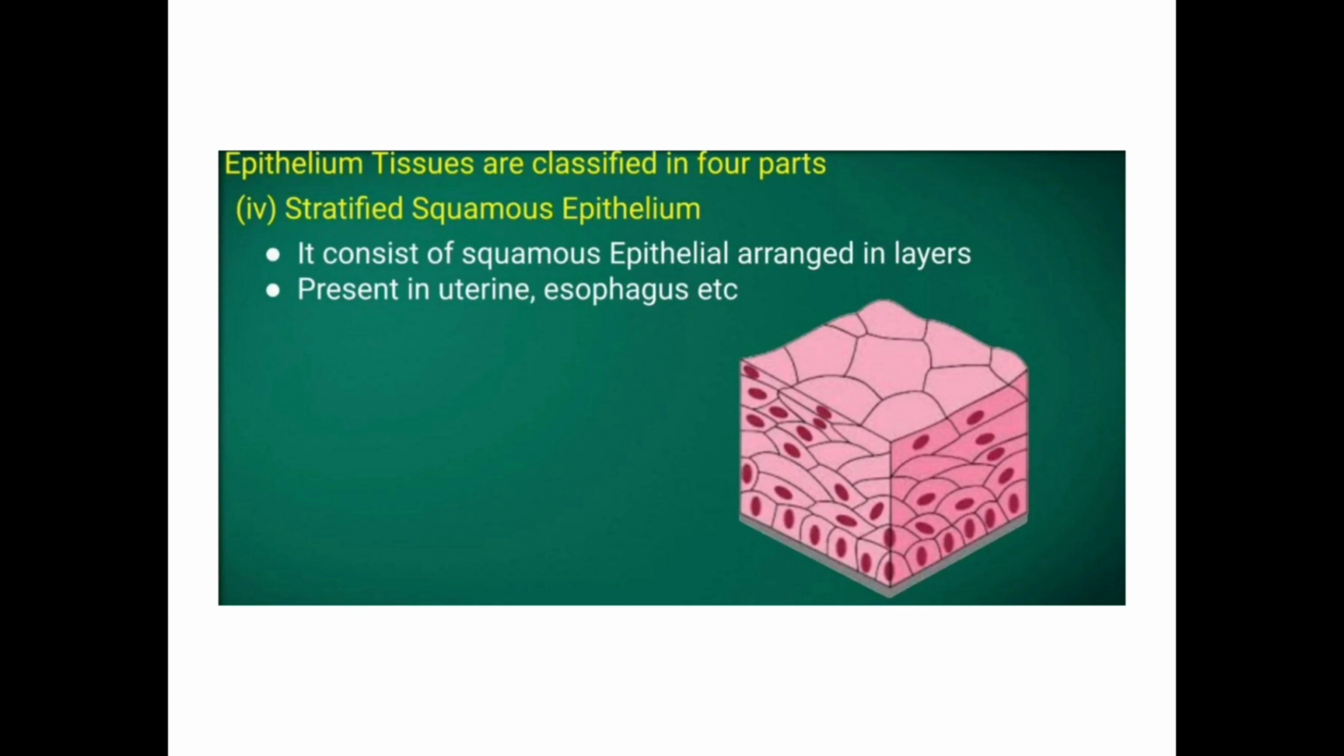The last one is stratified squamous epithelium. It consists of squamous epithelium arranged in layers. Squamous epithelium means a tile-like thing, arranged in many layers, 1, 2, 3, 4. When squamous epithelium is arranged in layers, it forms stratified squamous epithelium. It is present in the uterus, esophagus, etc. So these are the 4 types of epithelial tissues.